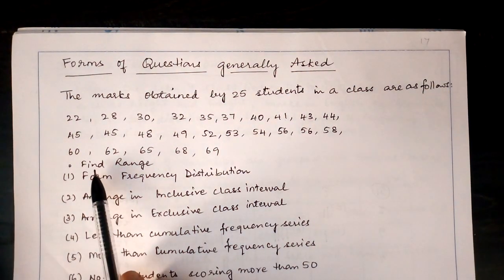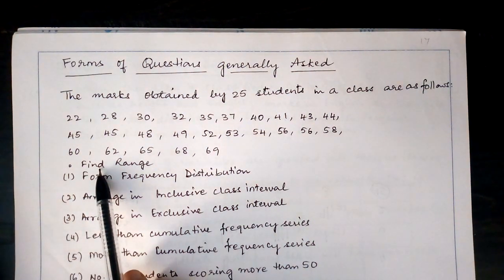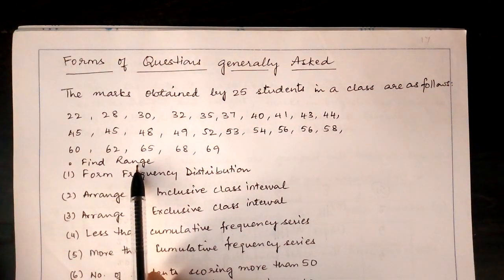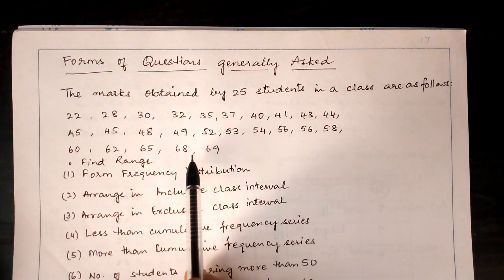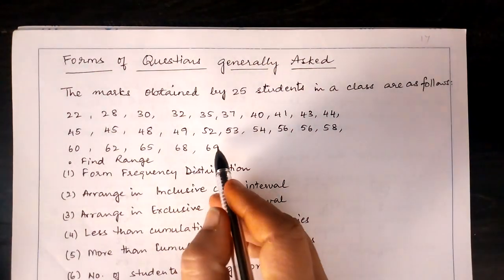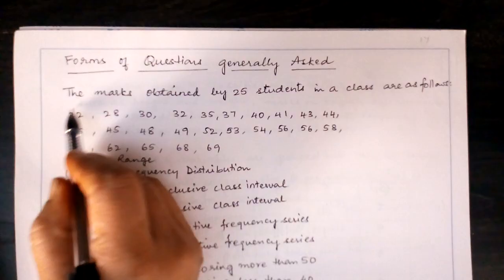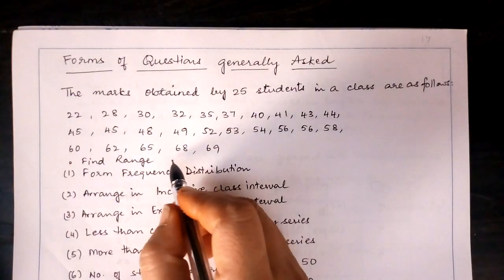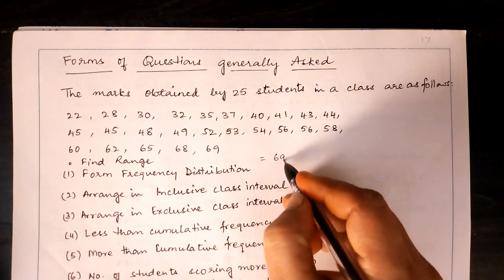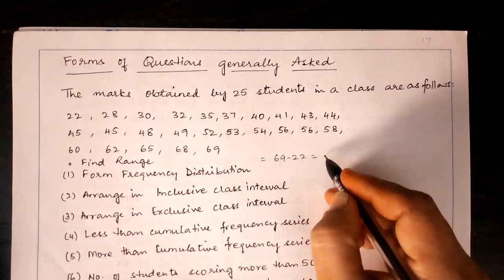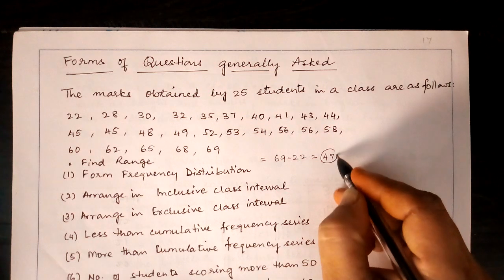Now the first question that is being asked is to find the range. So what is range? Range is the difference between the smallest and the largest observation. Since they are already arranged in ascending order, we know the largest value is 69 and the smallest value is 22. So range will be given by 69 minus 22, which happens to be 47. So that is our range.